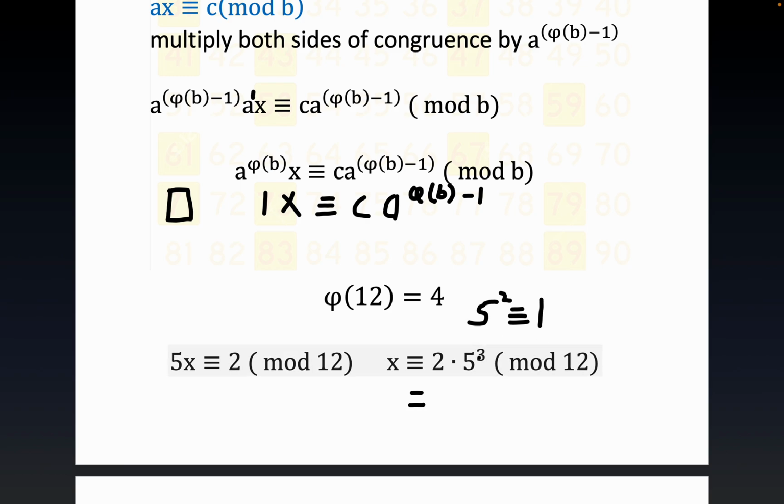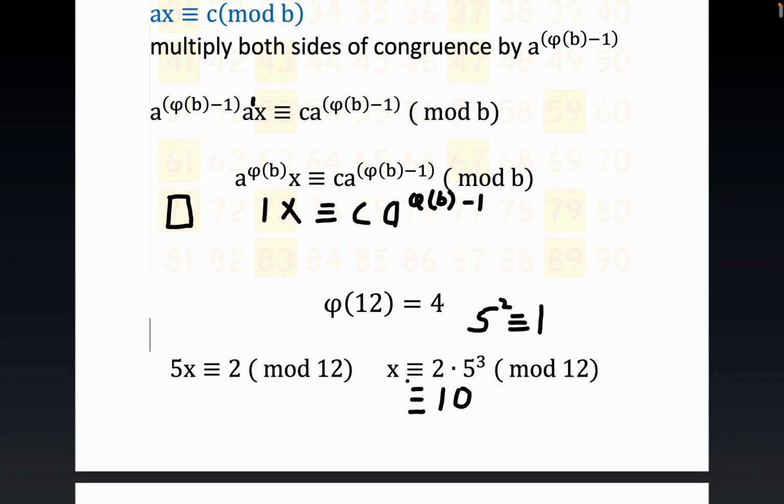But notice 5 cubed is equal to 5 squared times 5. So 5 squared is 1, so we still have a 5 left, and this would be congruent to 10. A lot of you are probably laughing. You probably already guessed that 10 was the solution. You can do that just by running through 0, 1, 2, 3, all the way up to 11. So it's something you can calculate by hand by going through all the values in the congruence class, I guess they call it. So we get x is congruent to 10.